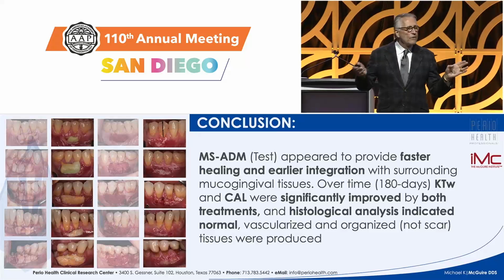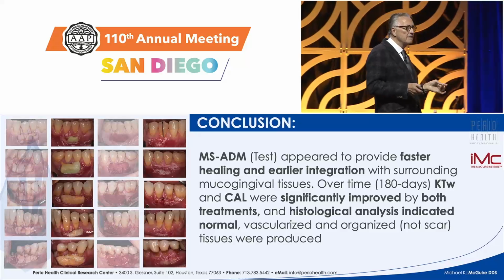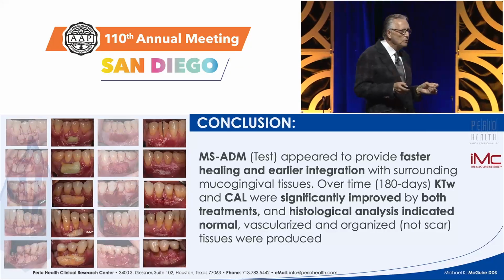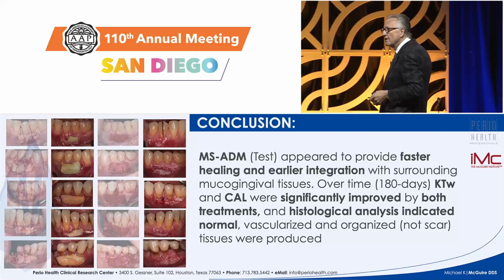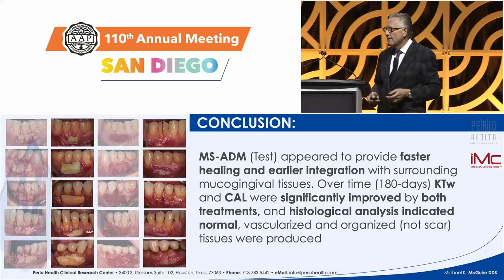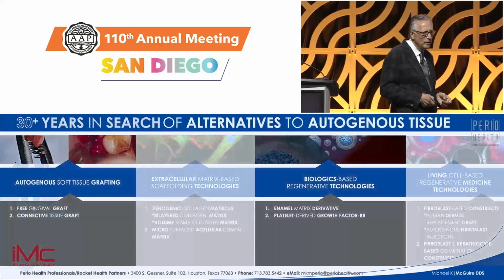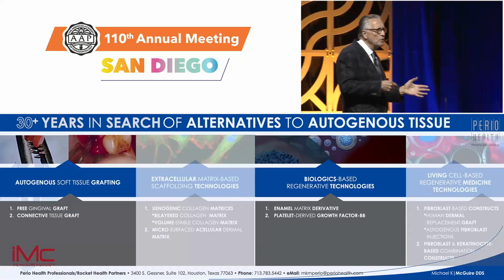So, for those of you who already use acellular dermal matrix as your go-to alternative to connective tissue, this may be a material you might want to keep your eye on. We'll have to see how the studies work out as we move forward. Let's shift gears now and move to another category.